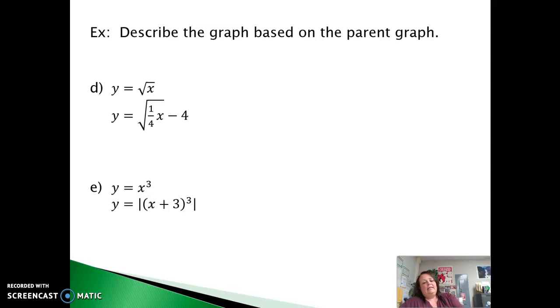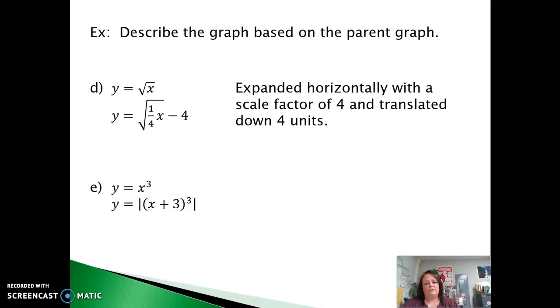So if we take a look at the next ones, do we see that that 1/4 that I'm multiplying x by, that's inside of the radical. So we said that we had to take the reciprocal of that for our scale factor. So my scale factor is 4, which means that we're going to be expanding horizontally. So we're going to go wider faster. And then translated down 4 units because the negative 4 is outside of the radical, which makes it a vertical change, and it is what we see.